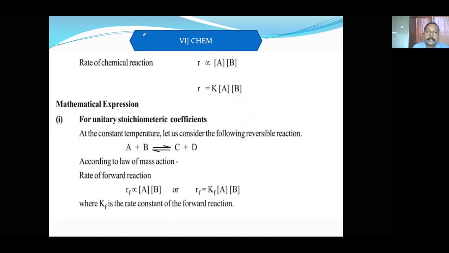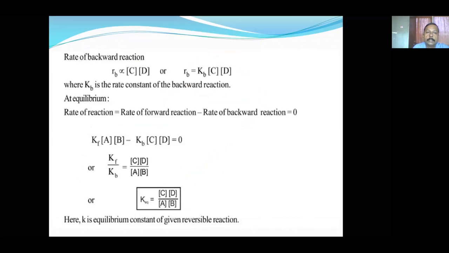In the next step, we will apply it for the backward reaction. Once you apply it for the backward reaction, RB is directly proportional to the concentrations. For the backward reaction, C and D will be the reactants and A and B will be the products. So RB will be equal to KB into C to the power of 1 and D to the power of 1, where KB is the rate constant of the backward reaction.